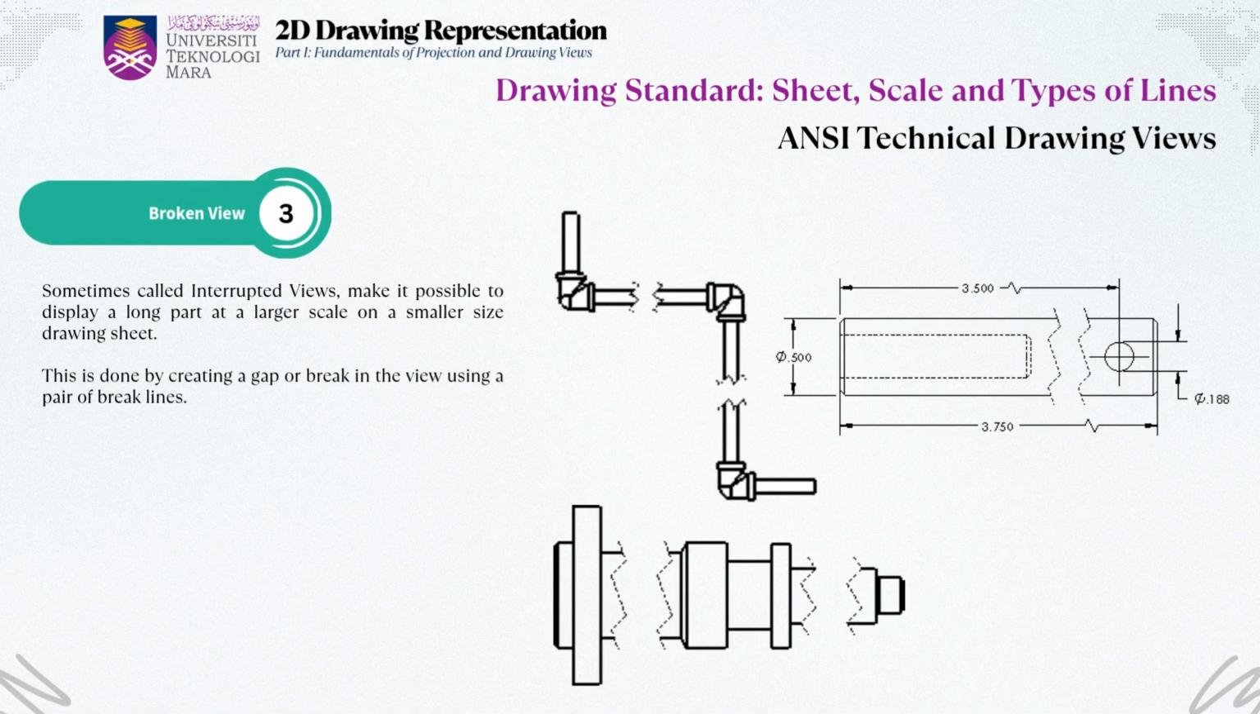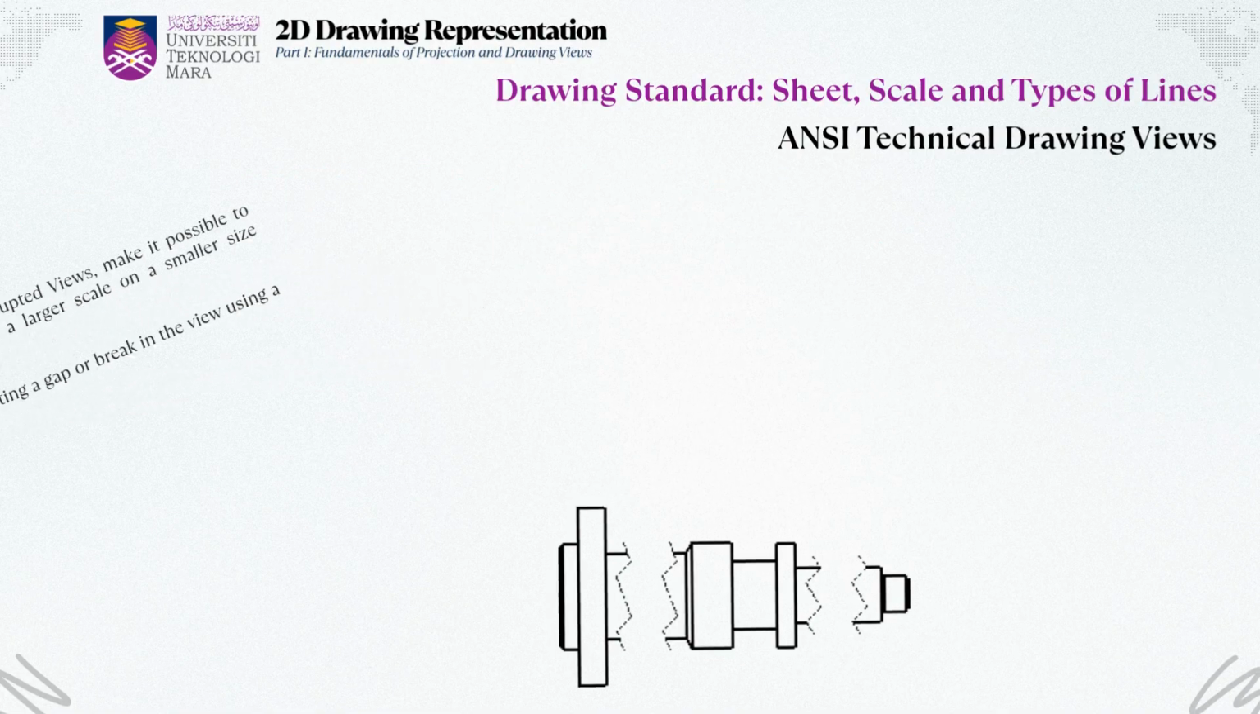Next is the broken view, also known as an interrupted view. This is helpful when a part is very long, like a pipe or shaft. If we try to draw the whole length to scale, we'll waste a lot of space. So instead, we break the view in the middle using a zigzag line. This lets us show just the important ends while skipping over the boring middle section. That way, we save space on the drawing sheet but still keep all the necessary details.